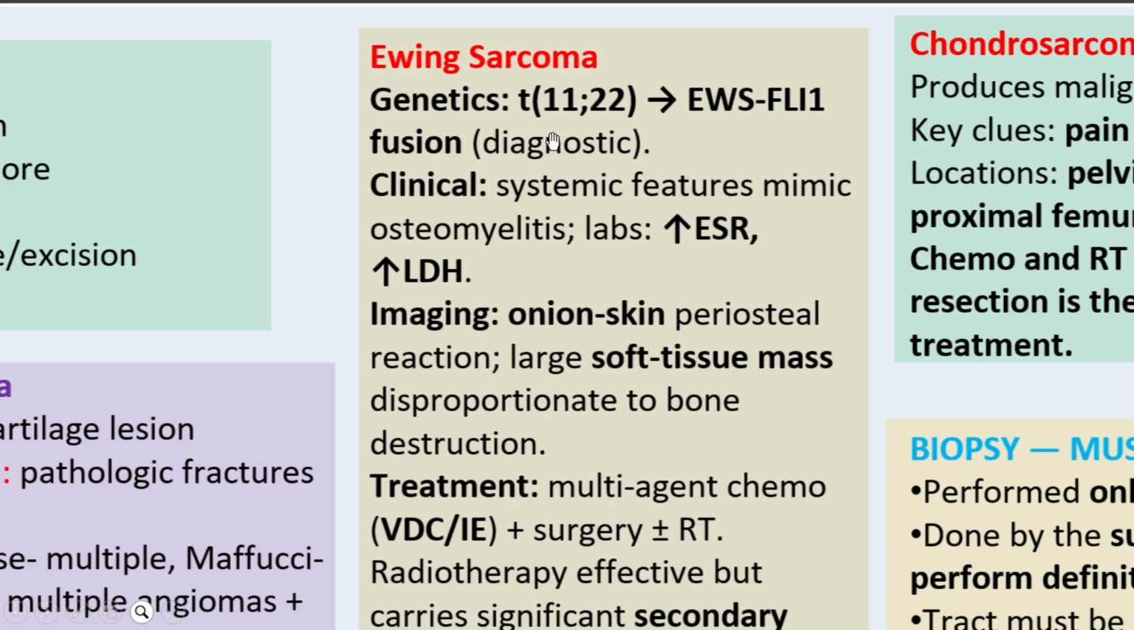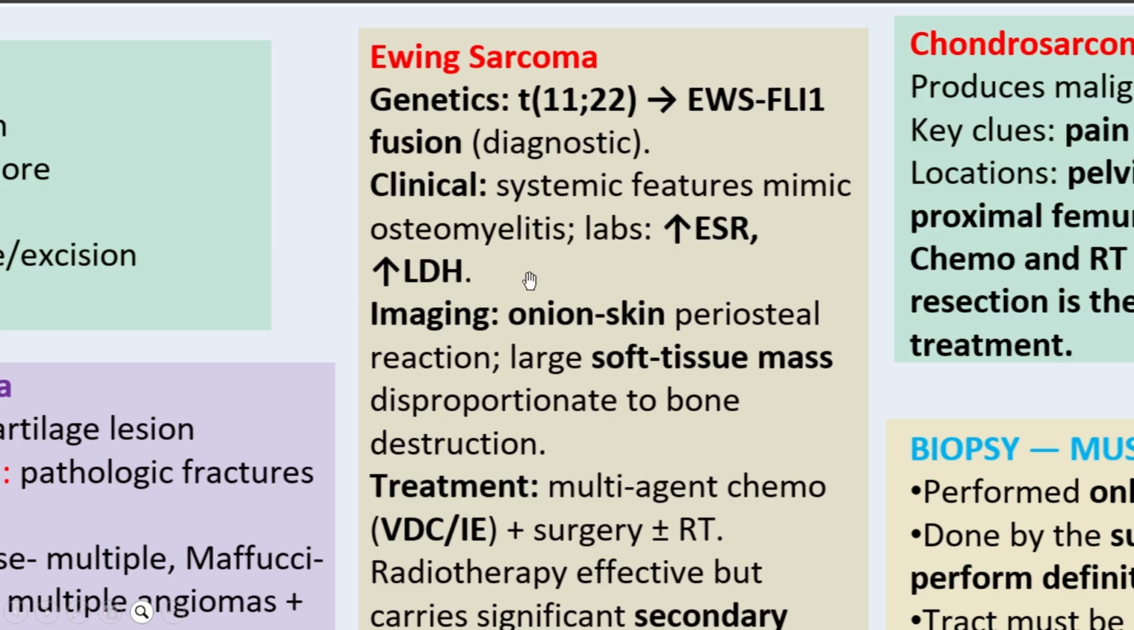Then clinically, we may have systemic features that mimic osteomyelitis, because it's going to occur on the shaft of the bone, and it's occurring in children. So I made a video about osteomyelitis, and it's a common thing among children. Check that video out. So when you look at the labs, the ESR is going to be increased, as well as the LDH in these patients.